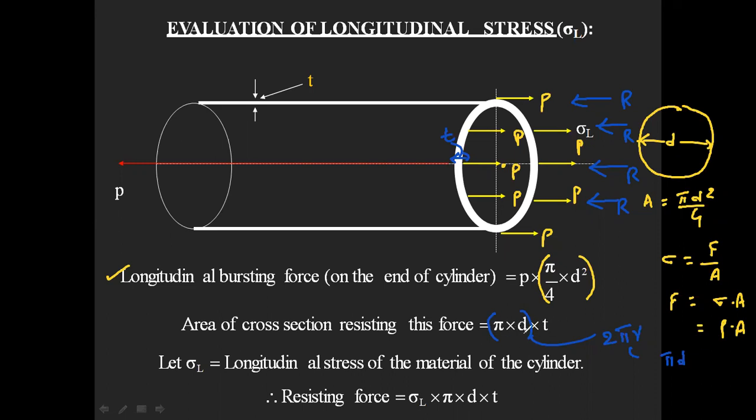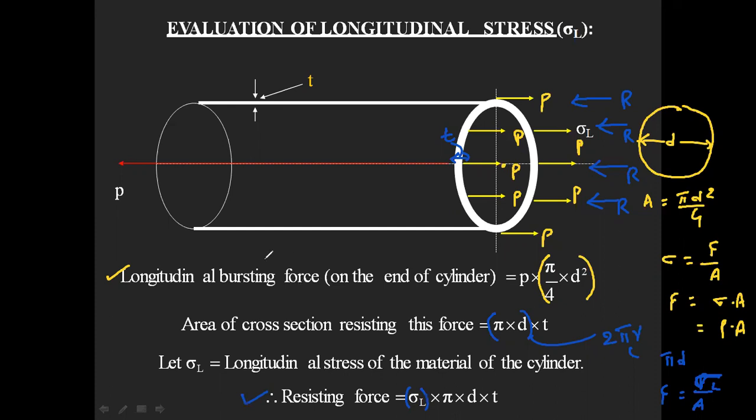So this is your resisting force cross-sectional area. Multiply this area with the longitudinal stress. Why? Because as you know, force is equal to pressure into area, and here pressure means stress. What stress are we going to calculate? Longitudinal stress. So the resisting force is equal to longitudinal stress into the cross-sectional area of the resisting force, which is pi into d into t. Now what we have to do? We have to equate resisting force equal to bursting force.